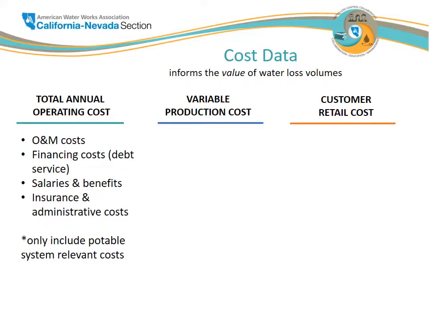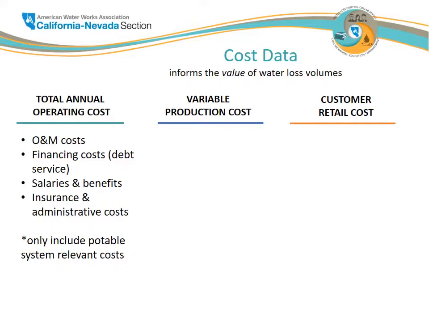This is going to include your people costs, the salaries and benefits of your employees. It'll even include your debt service costs and any financing costs. It's definitely going to include insurance and administrative costs. It's the whole shebang. It's everything it takes to run the ship.